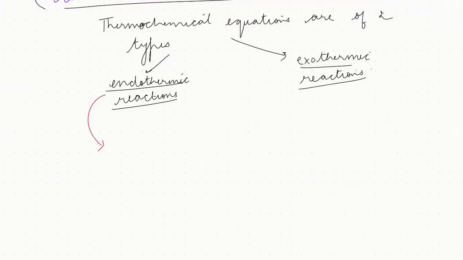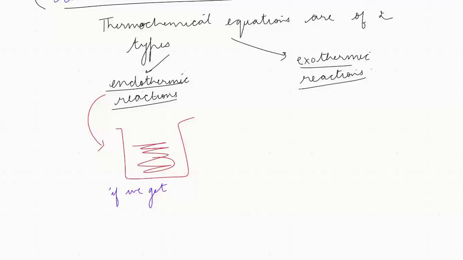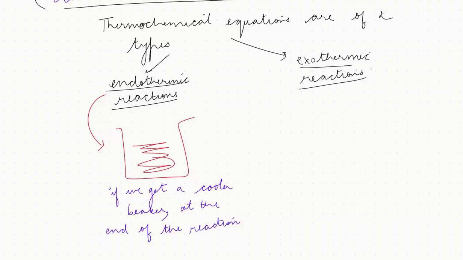Whenever you perform a reaction in the beaker, the final products that are being formed, it is basically cooled down. So basically the temperature of the beaker falls down and the beaker becomes cool. So if we get a cooler beaker at the end of the reaction.